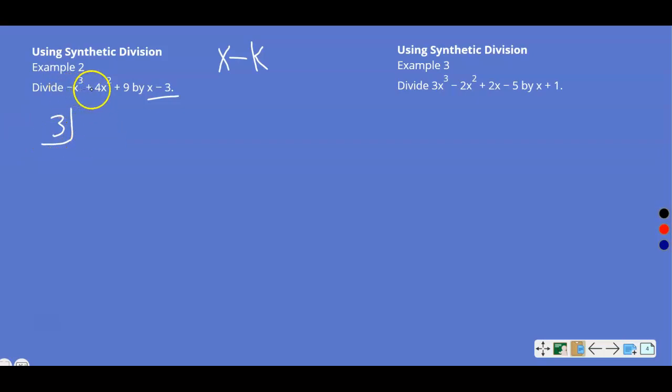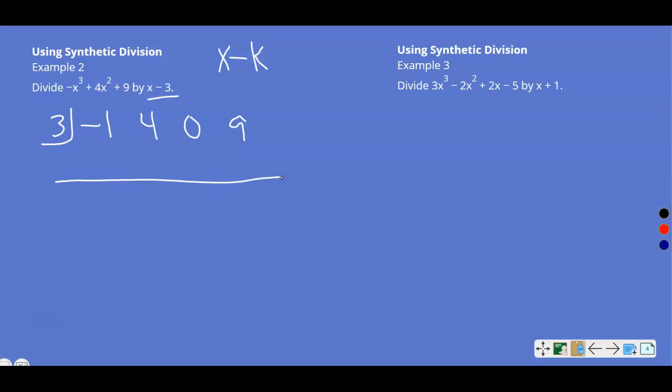Then we're going to look at the coefficients for the other polynomial. And what you have to do is remember that if there's not a term, you do have to substitute a 0, just like with long division. So we start with the cubic and squared terms. We do not have a linear term, so we'll need a 0 for that. And then we have a constant. So we're going to go negative 1, 4, 0, 9.